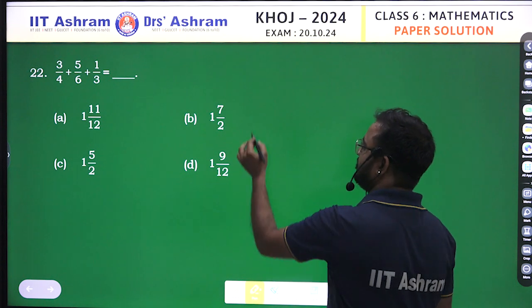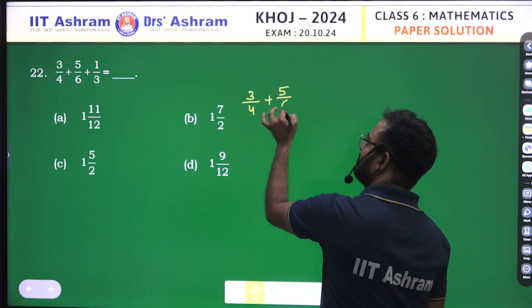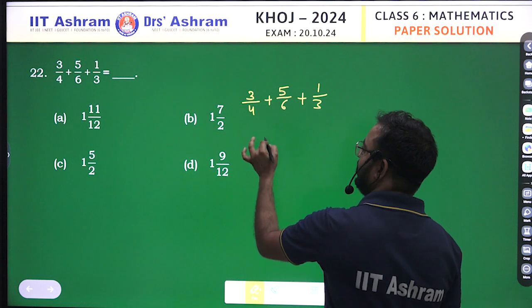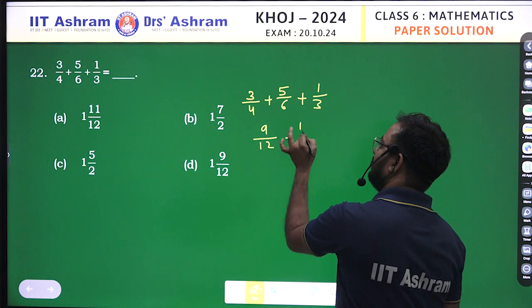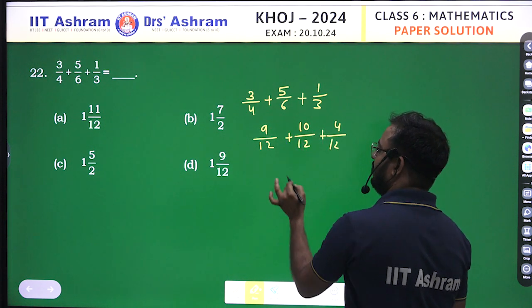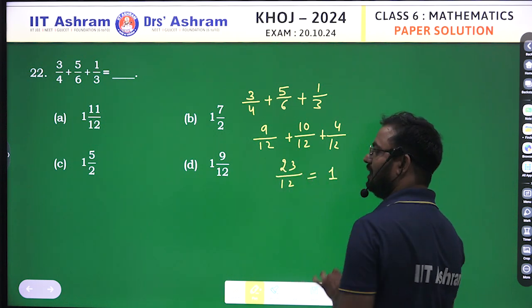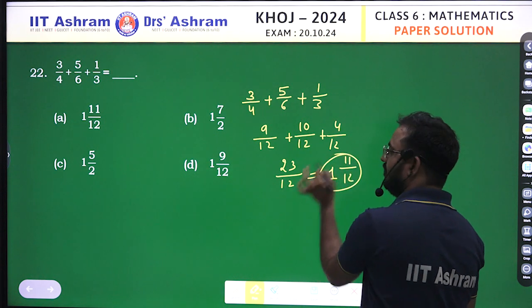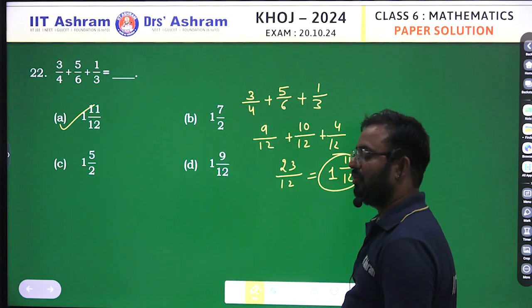Next, question number 22. Find the value of 3 by 4 plus 5 by 6 plus 1 by 3. LCM is 12. So 9 by 12, 10 by 12, 4 by 12. That gives 23 by 12. 12 once is 12, so 1 and 11 by 12. So option A is the right answer, 1 and 11 by 12.